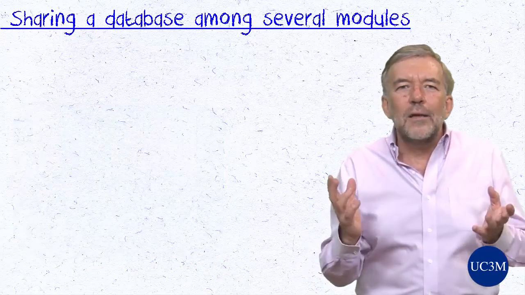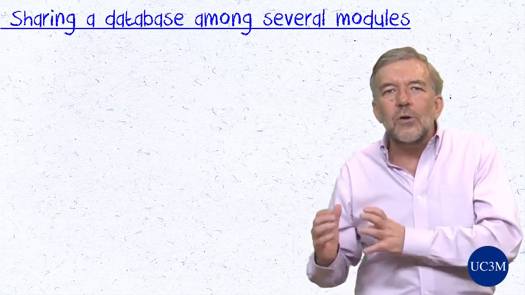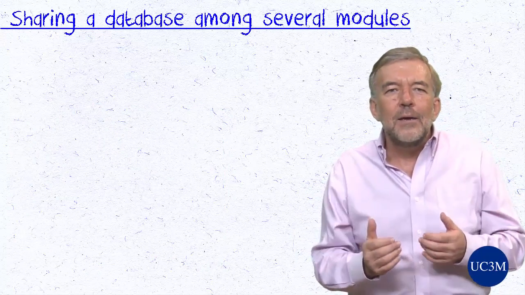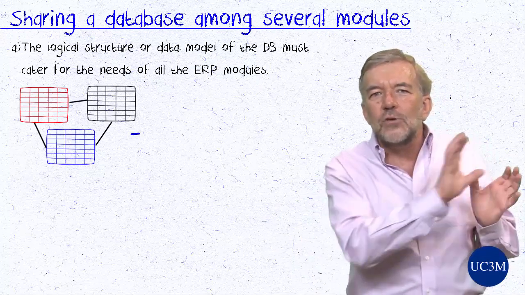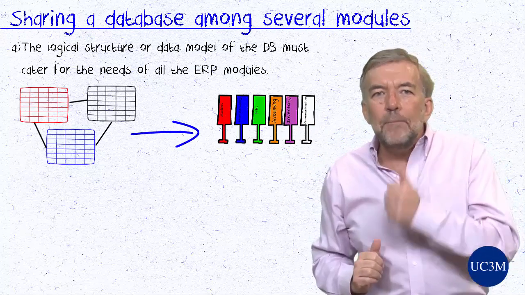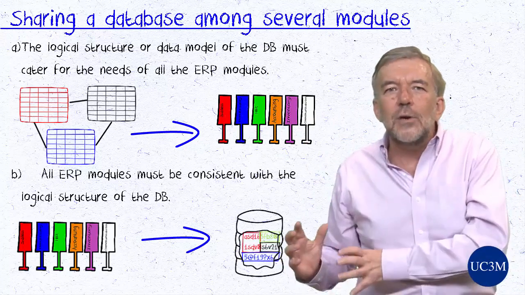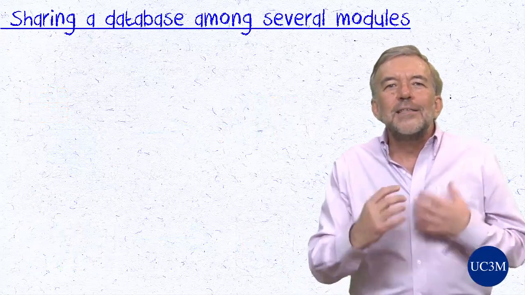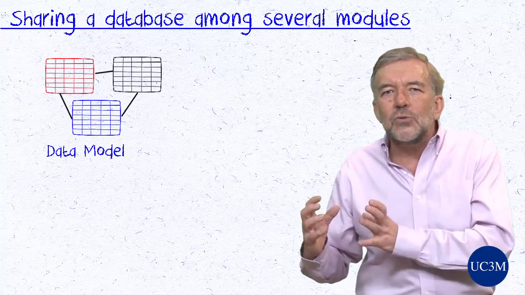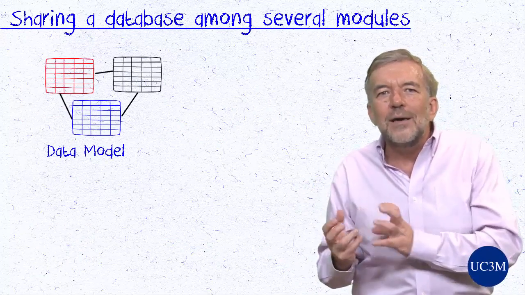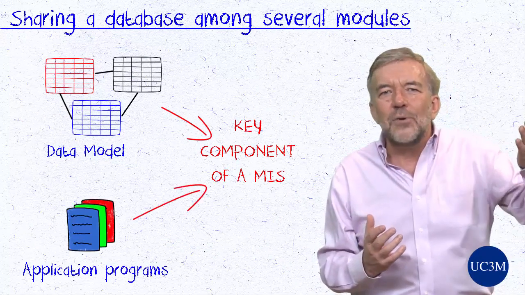However, much more relevant are the two requirements related to the logical model or structure of the database, namely, A. The logical structure or data model of the database must cater for the needs of all the ERP modules, and B. All ERP modules must be consistent with the logical structure of the database. It is worth remembering a conclusion that we should have drawn from previous videos, that the logical structure or data model or database schema is a key component of a management information system, on a par with its application programs.